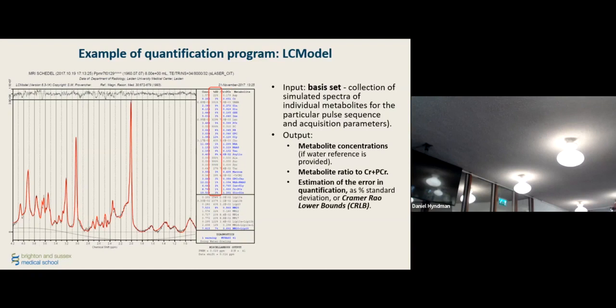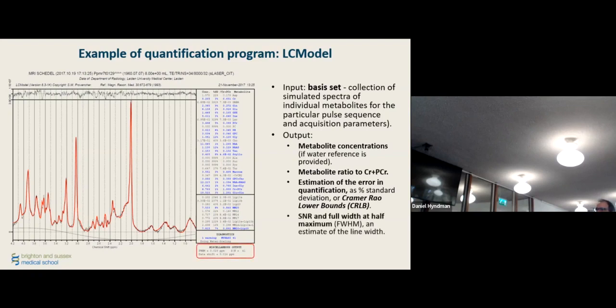And then importantly, there is an estimation of the error in the quantification of each and every metabolite. It is given by something that is akin to the coefficient of variation. So it's the percent of standard deviation from the actual value given. It is also essentially the lower limit on the standard deviation, or the Cramer-Rao lower bound, CRLB. So in the literature we see CRLB, we see coefficient of variation, mostly CRLB.